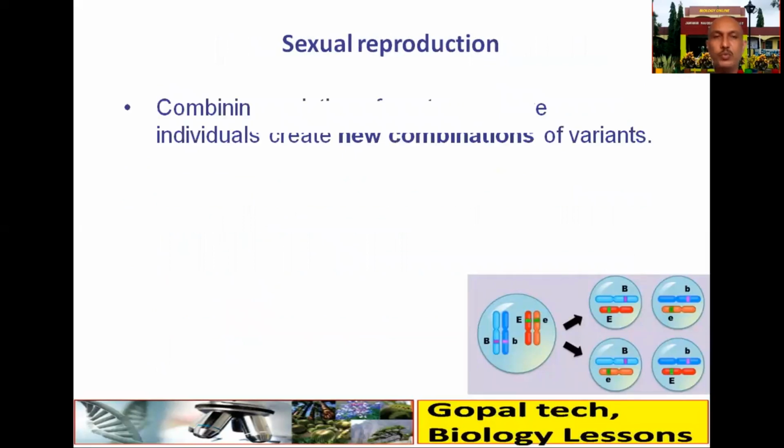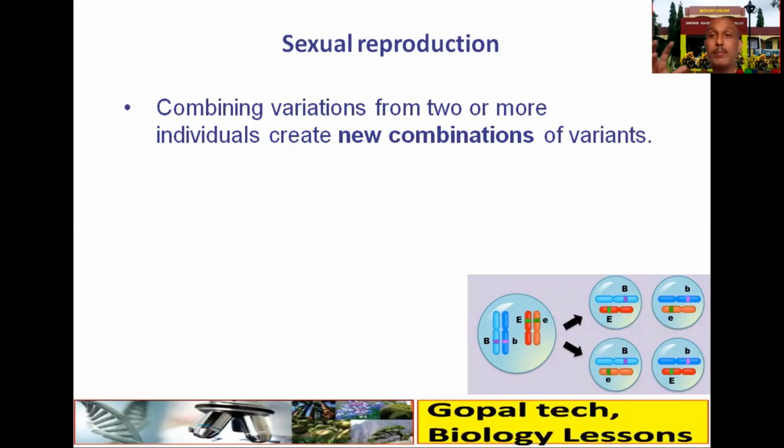Now, if you come to here, see that sexual reproduction, combining variation from two or more individuals, creates new combinations. Take for example, here I have mentioned the gene with capital B, small b, and here capital E, small e. These two are homologous chromosomes, same size, homologous. Now, when their gametes are produced, see how the chromosomes get separated. It may be capital B small e, and another one is small b small e, or small b capital E. So here four combinations are prepared.